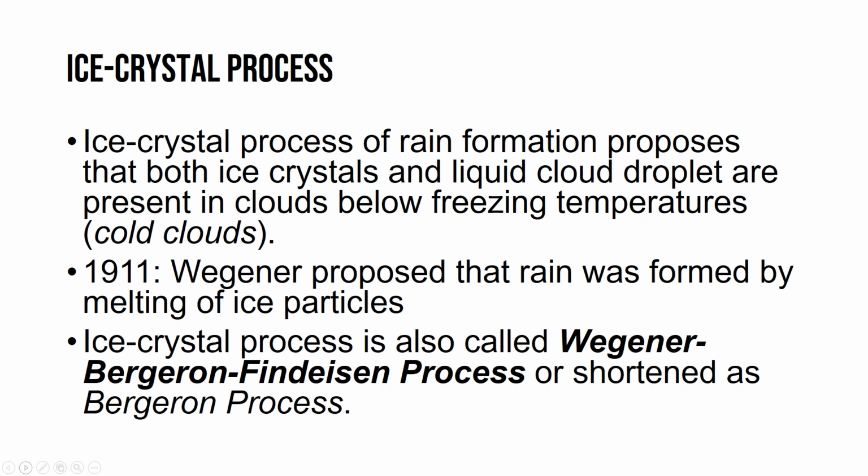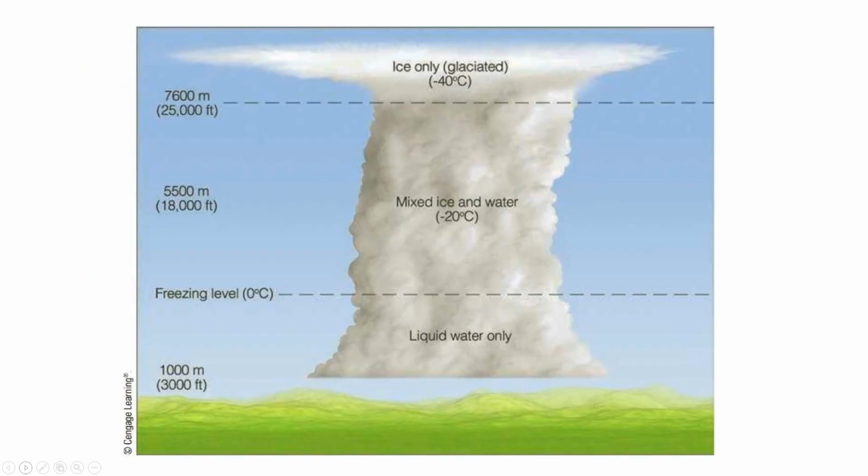So that's what we call cold clouds, so below freezing temperatures. In 1911, Wegener proposed that rain was formed by melting of ice particles. The ice crystal process is also called the Wegener-Bergeron-Findeisen process, or shortened as what we call the Bergeron process.